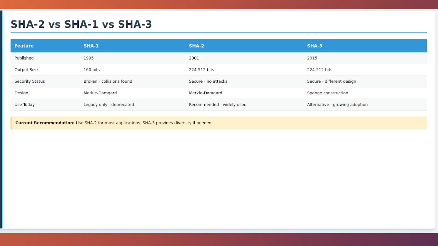SHA-3 offers some interesting properties like variable length output and built-in support for authenticated encryption modes, but it is typically slower than SHA-2 on general-purpose CPUs. For new projects today, SHA-2, specifically SHA-256 or SHA-512, is the recommended choice. Use SHA-3 when you specifically need its unique properties or want defense in depth through algorithm diversity.